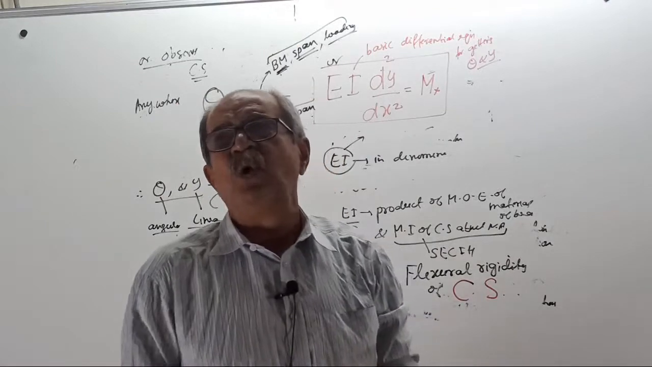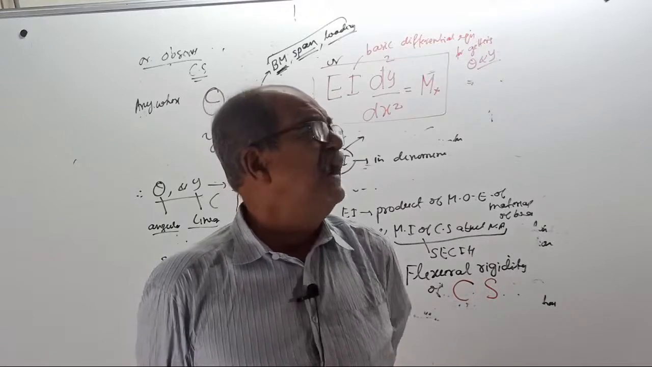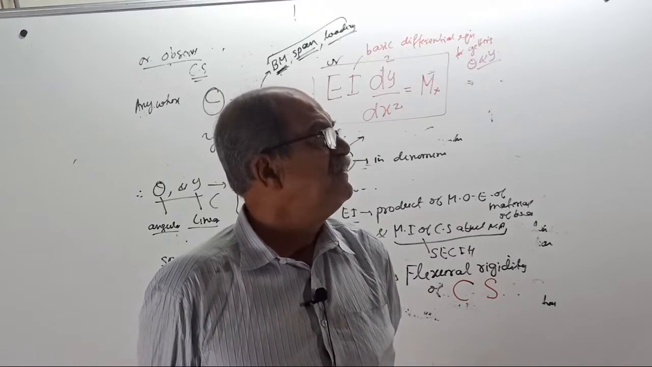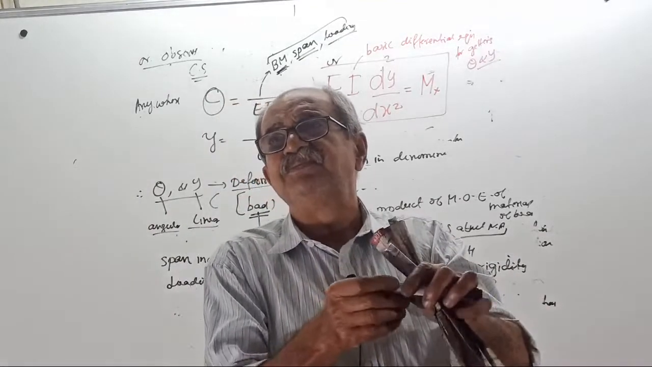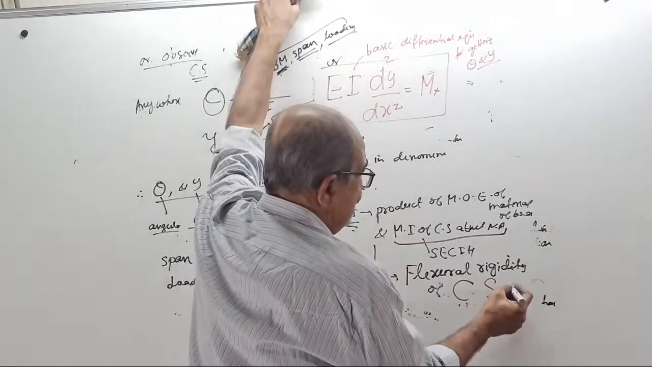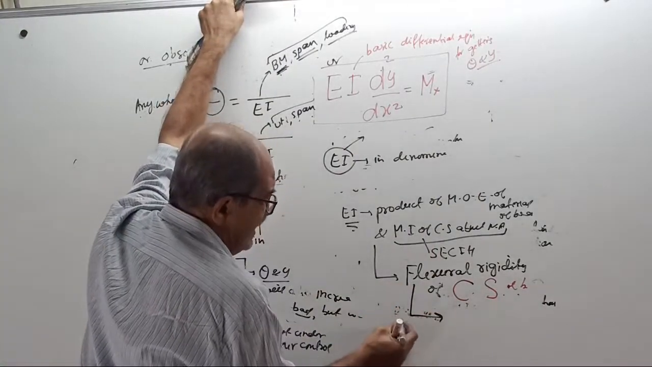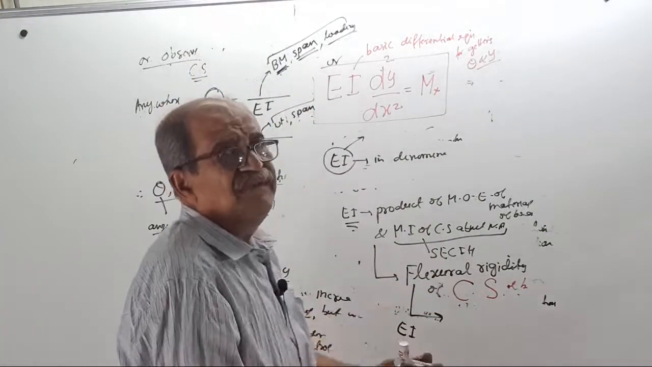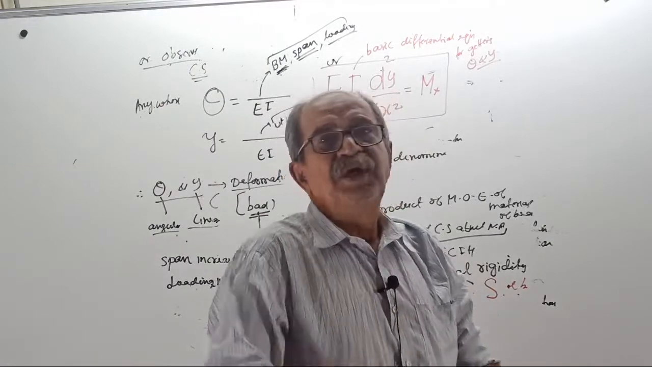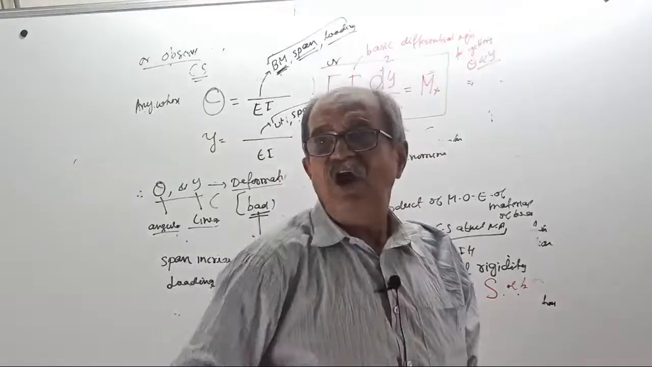99% of people don't use this word. They will tell EI is flexural rigidity for the beam. I will ask them, does it depend on length? No. Then why did you say for the beam? You should say it is the flexural rigidity of the cross section of the beam. Now tell me, is EI good or bad? By name only you can make out.